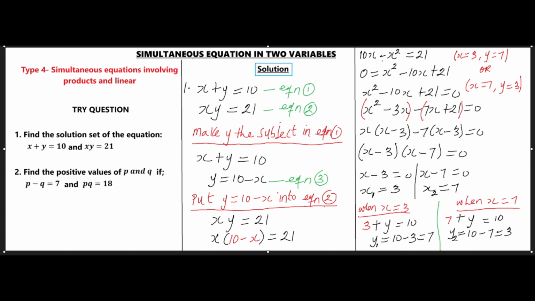So how do you write the solution set? The solution set, we have x, y, such that x can be 3 and then y is 7, or x is equal to 7 and then y is equal to 3. So this should be our answer for question 1.